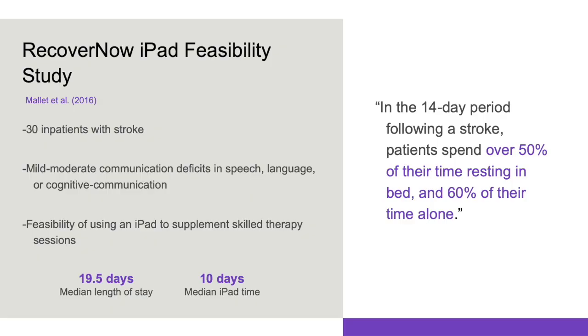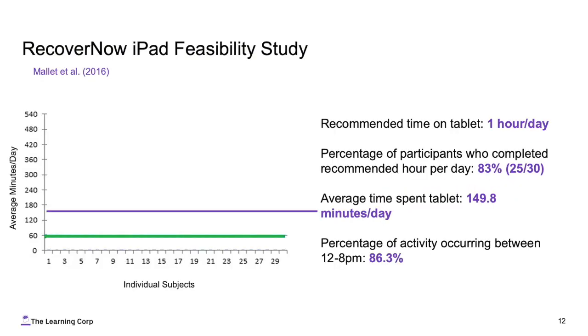They looked at 30 inpatients with stroke who had mild to moderate deficits in speech, language, or communication skills. The average length of stay was 19.5 days, and the average days using the iPad was 10. So these individuals were given an iPad that they could use during their downtime. The iPads were loaded with a few different speech, language, and cognitive apps, including Constant Therapy. It was recommended that subjects do at least 1 hour per day on the tablet, and 83% of those subjects met that recommendation. The average usage of the tablet was actually higher though. It was about 150 minutes per day.